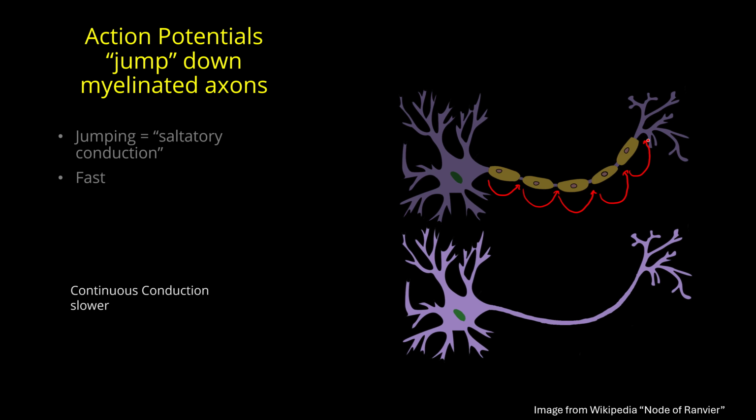Unmyelinated axons conduct action potentials by continuous conduction. This is slower because each patch of membrane has to depolarize, and the electrical signal can degrade without insulation.